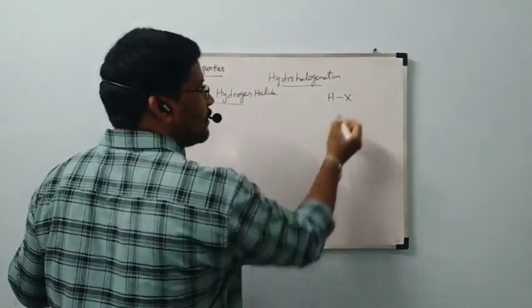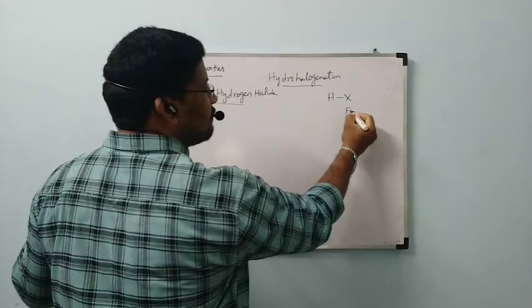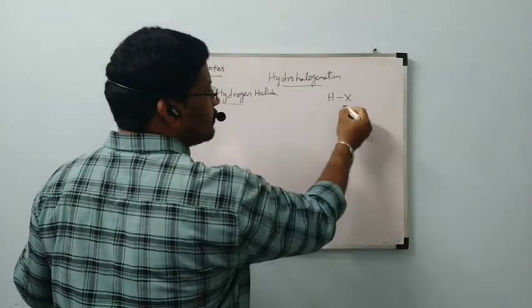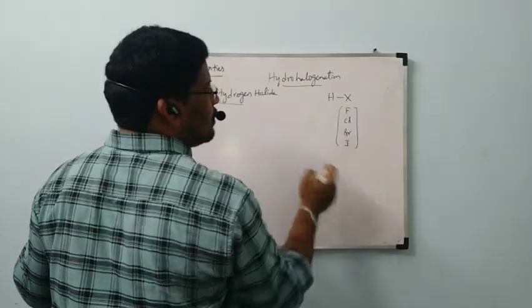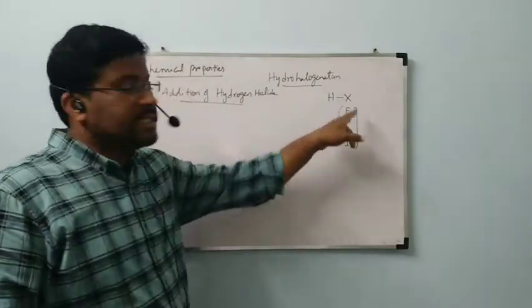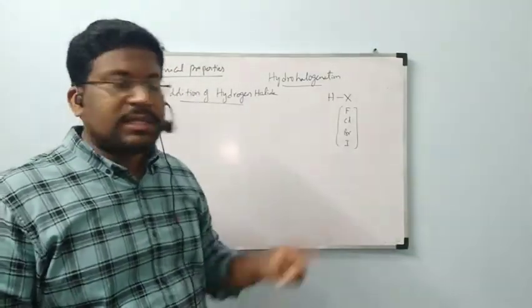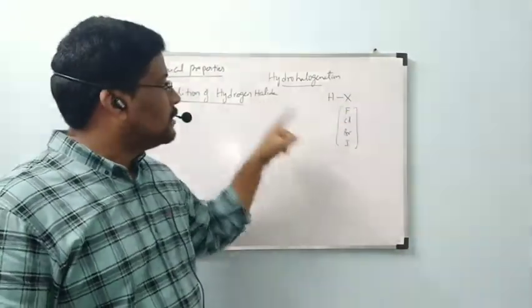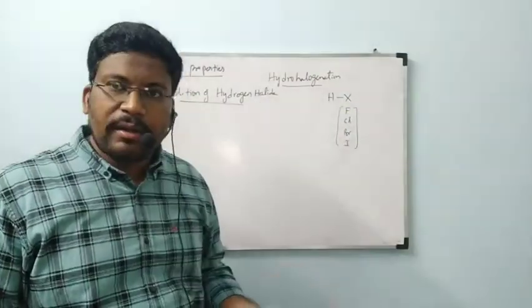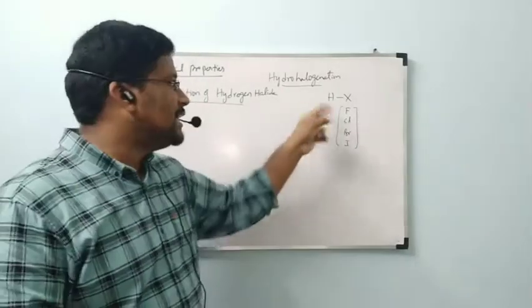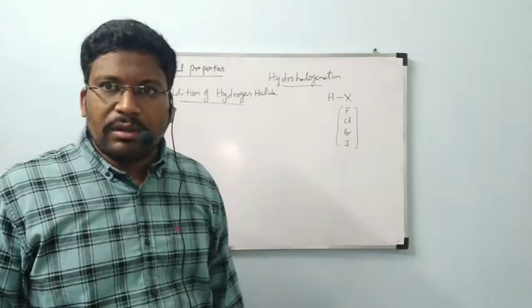For example, HX, where X is fluorine, chlorine, bromine or iodine. This is the general representation of hydrogen halide, HX. If it is fluorine, hydrogen fluoride. If it is chlorine, hydrogen chloride. If it is bromine, hydrogen bromide. Like that, the general representation is HX. Is it okay?